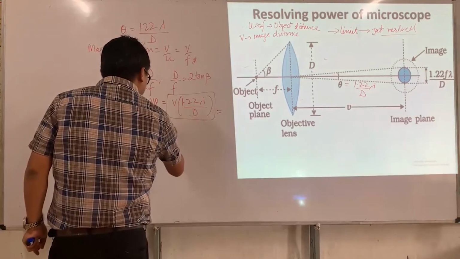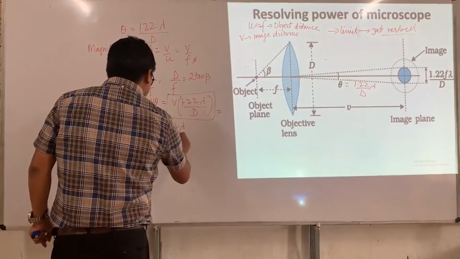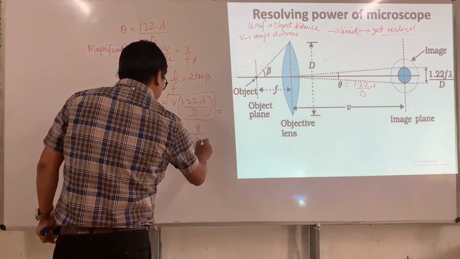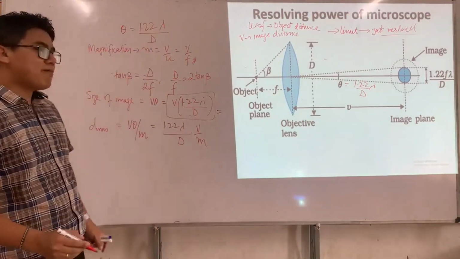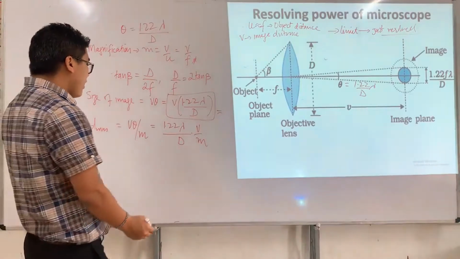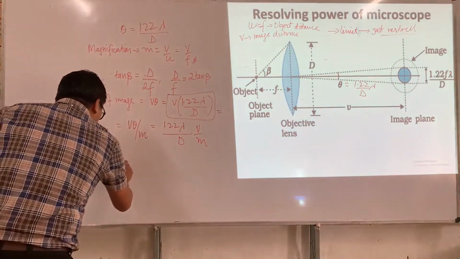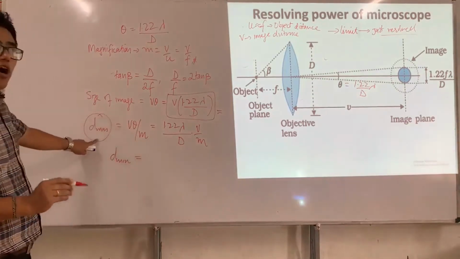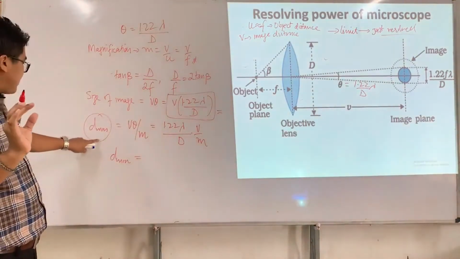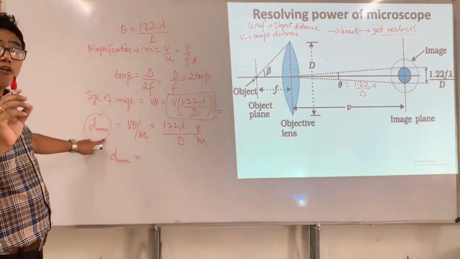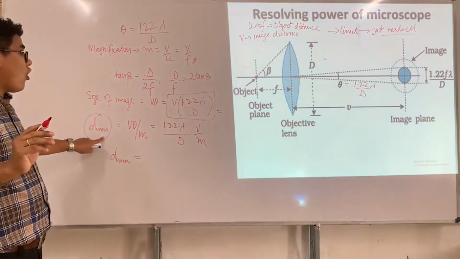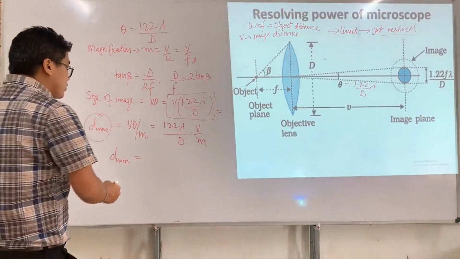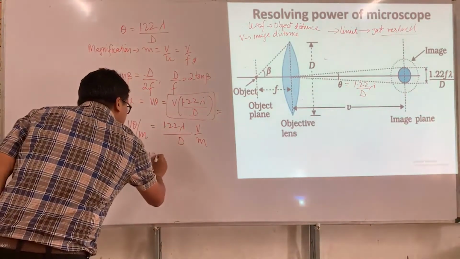This is how I define this: 1.22 lambda divided by d, and then v by m. So now this is the minimum distance, m. And look at here. This minimum distance is the characteristic of a microscope. All right. This has nothing to do with a microscopic particle. This is all characteristic of the microscope. All right. So therefore, I would like to write this.